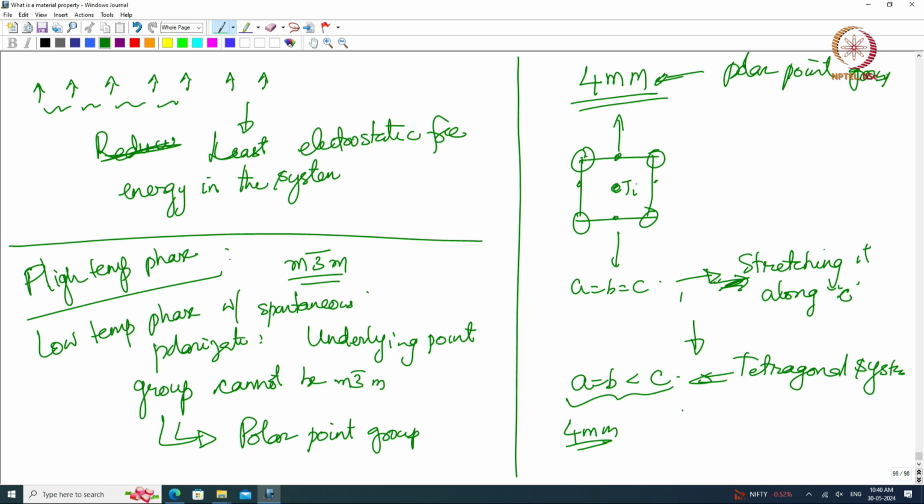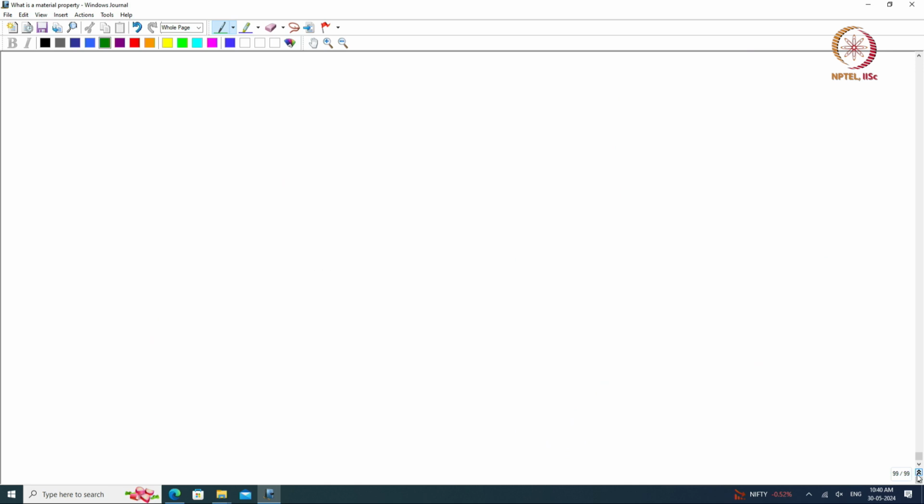So, now the structure is going to look something like this. The titanium has moved up. The oxygen octahedra have also distorted a bit, and I have my barium atoms which are sitting at the corners of the tetragonal unit cell. Okay. So, what I have now is that 4mm is my point group, and 4mm is a polar point group.